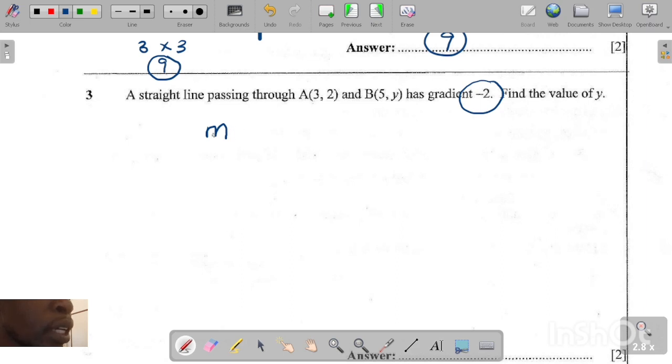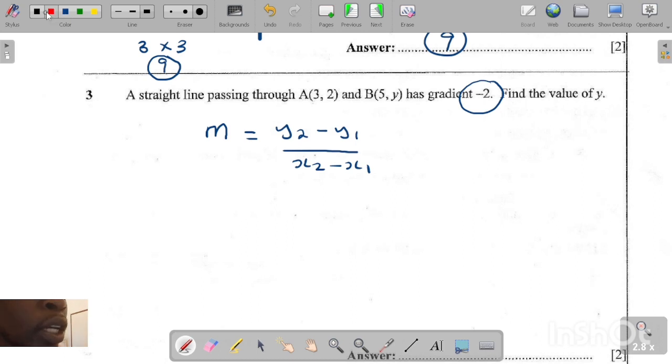Now the formula for finding the gradient is M is equal to y2 minus y1 over x2 minus x1. In other words, it's just the change in the y coordinate divided by the change in the x coordinate. Now, when you look at the points that you've been given, you don't have the y1 and y2, you don't have the x1 and x2.